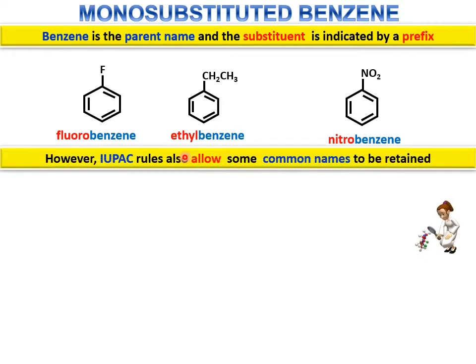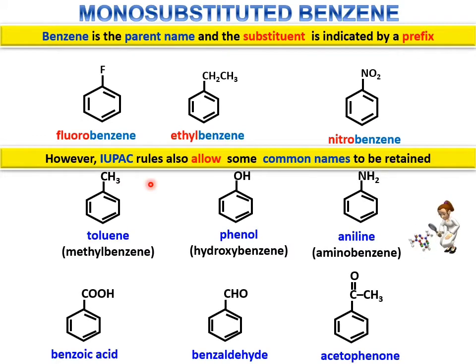Okay, so we have other versions of monosubstituted benzene. However, IUPAC rules also allow some common names to be retained. I want you to memorize all these common names, because these common names will be your parent name. Not many, actually. There are only 6 here. The first one is methylbenzene. You can write it as methylbenzene, but please memorize the name that is commonly used.